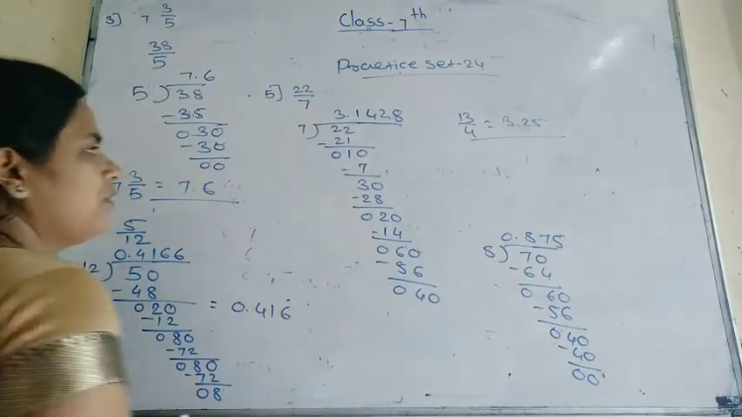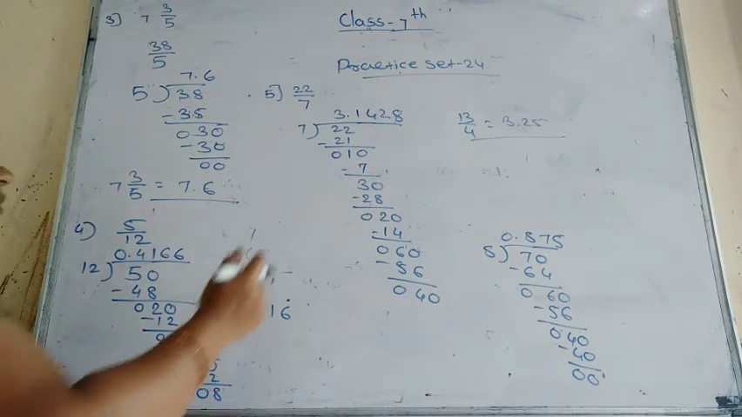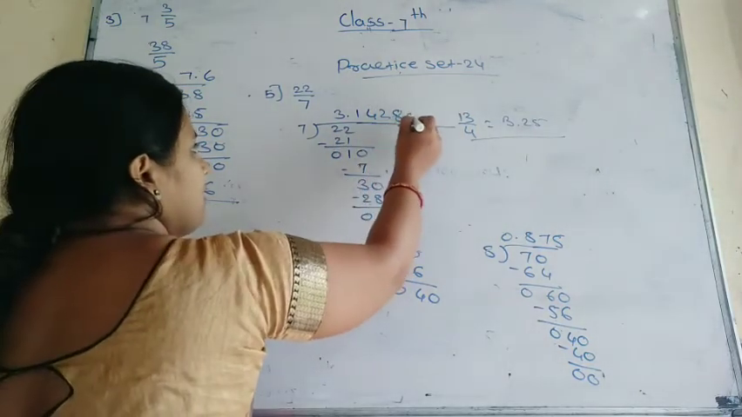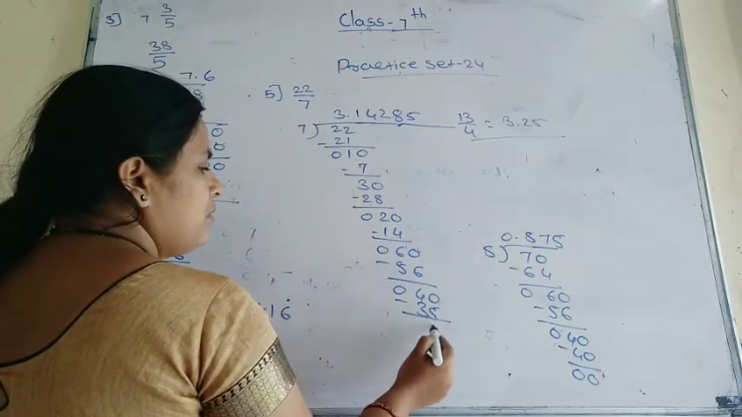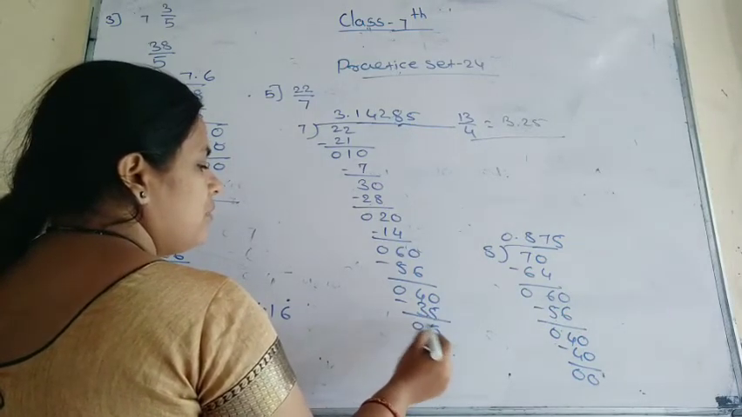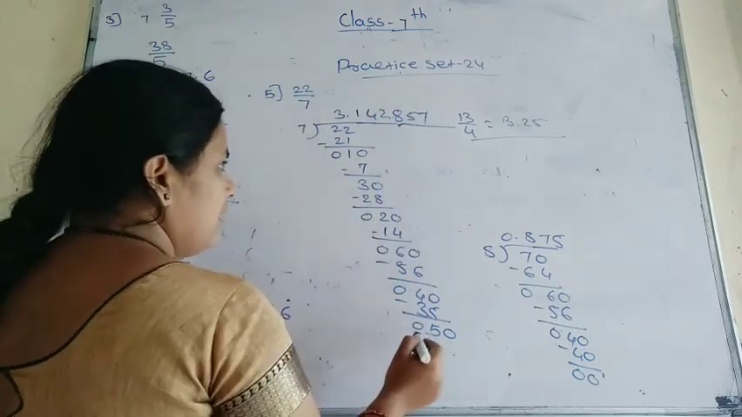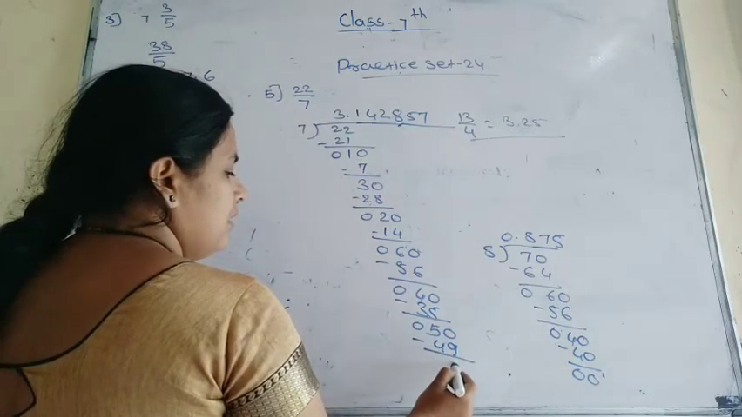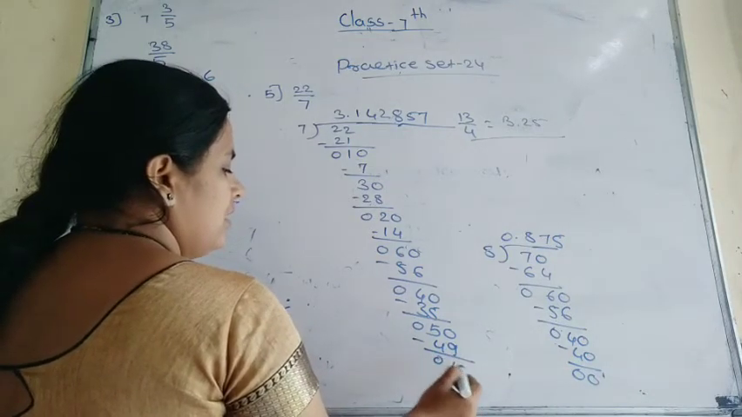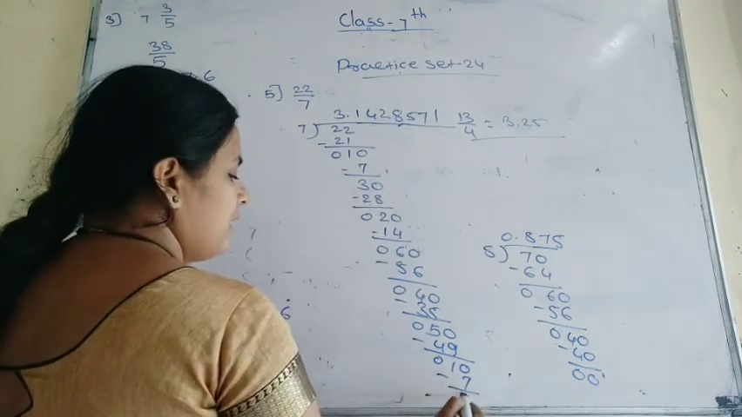Then again you take 10 here. Again 7 times 5 is 35. 7 times 6 is 42, a bigger number. Therefore you write 7 times 5 is 35. Then 10 minus 5. Here 50, again you take 10. 7 times 7 is 49. Again here write 1, again you take 10. 7 times 1 is 7, 10 minus this.